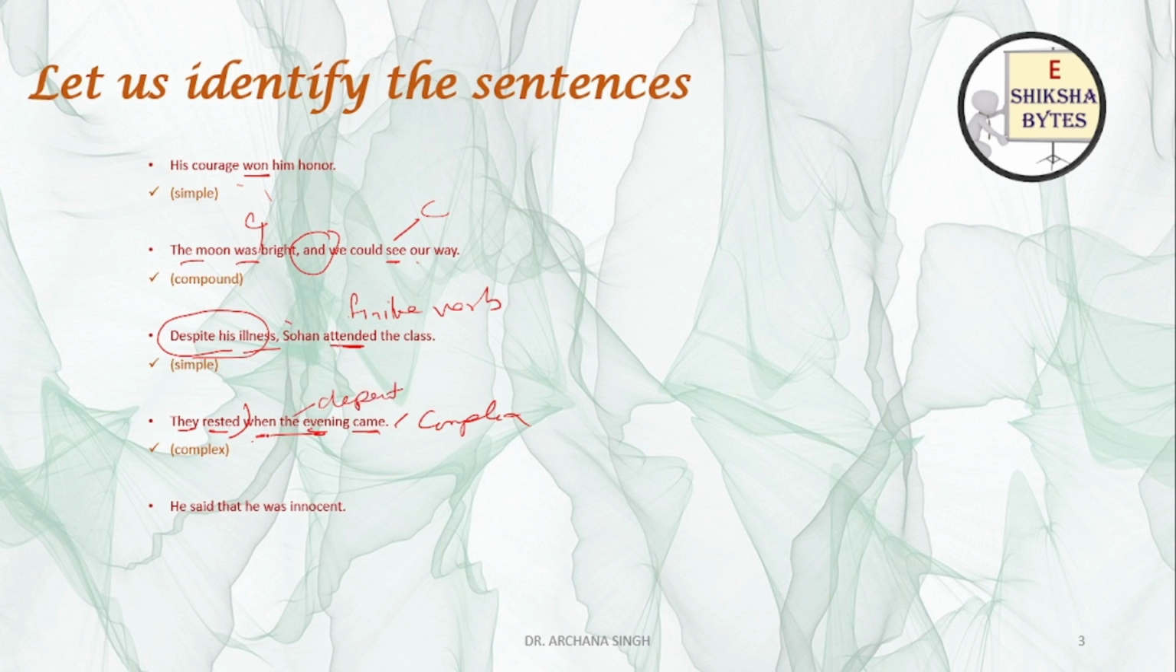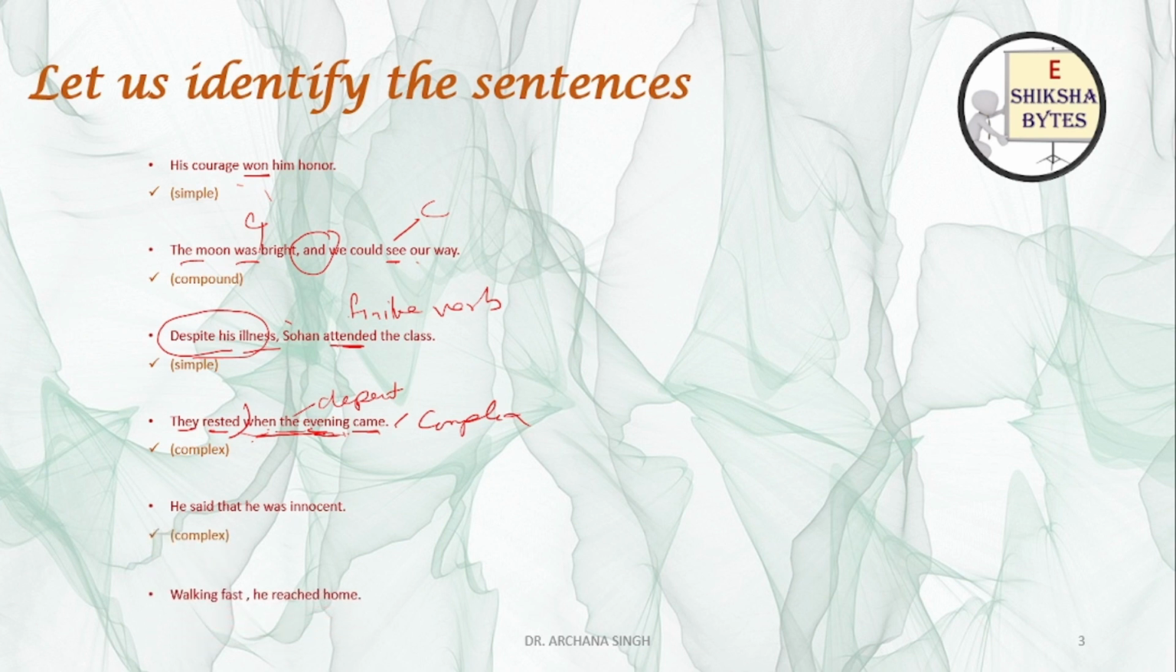What happened when the evening came? When you have to answer something, when the sentence requires something, in that case it becomes your complex sentence. So this is a dependent clause. When you say they rested, then only it makes sense. So this is your complex sentence. He said that he was innocent. Again, this is your complex sentence.